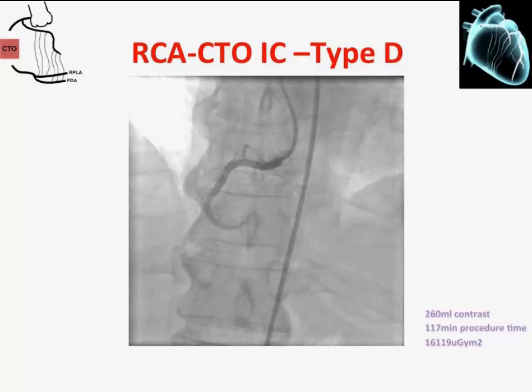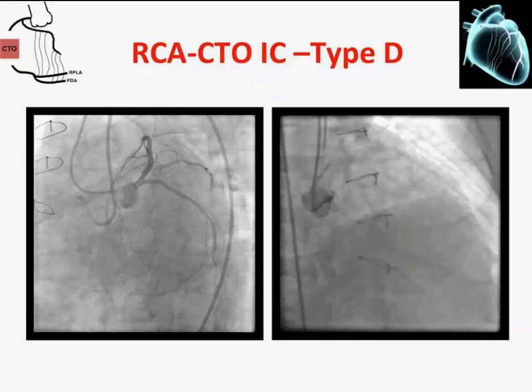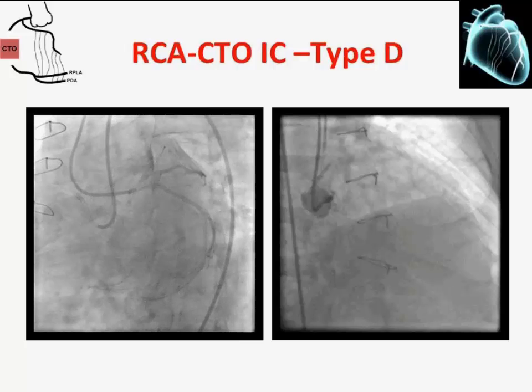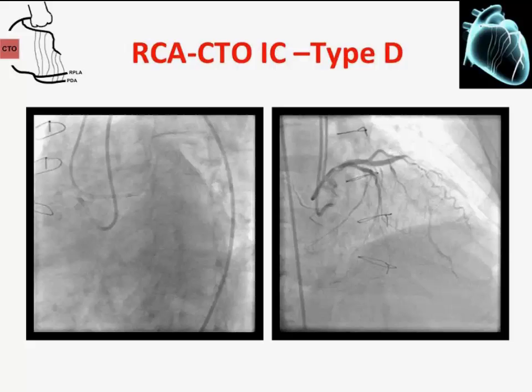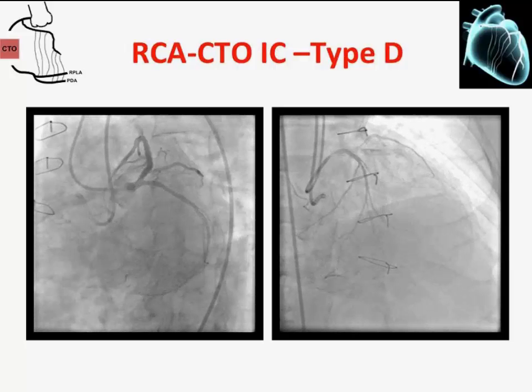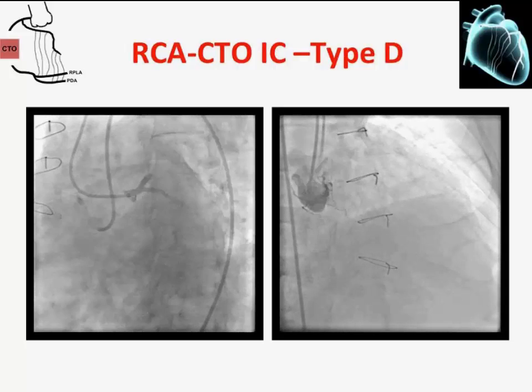So the next is also an RCA occlusion. This was a patient finally. When I saw him the first time, he had only one graft, and this graft was to the LAD and had multiple stents in it, and the rest was completely occluded.